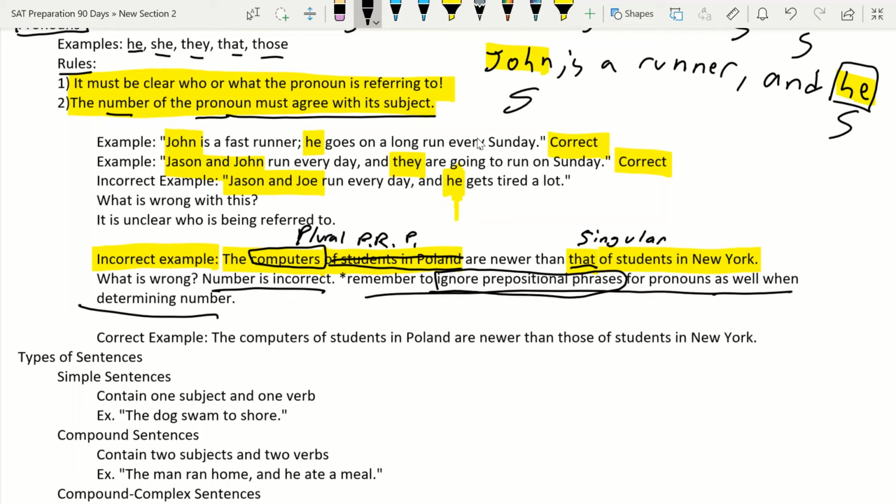All right, so what would be a correct example? Well, if we're going to fix that sentence, we have the computers, computers being plural. Once again, we ignore our prepositional phrase. Are newer than those, right? Those would be the plural form when we're talking about objects. So now we have plural computers and plural those of students in New York. Once again, prepositional phrase, we don't really have to consider it. So that would be how we would fix that sentence.